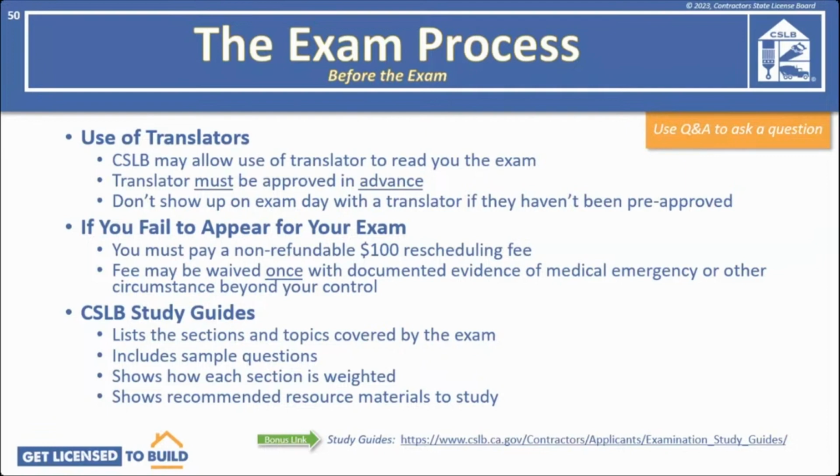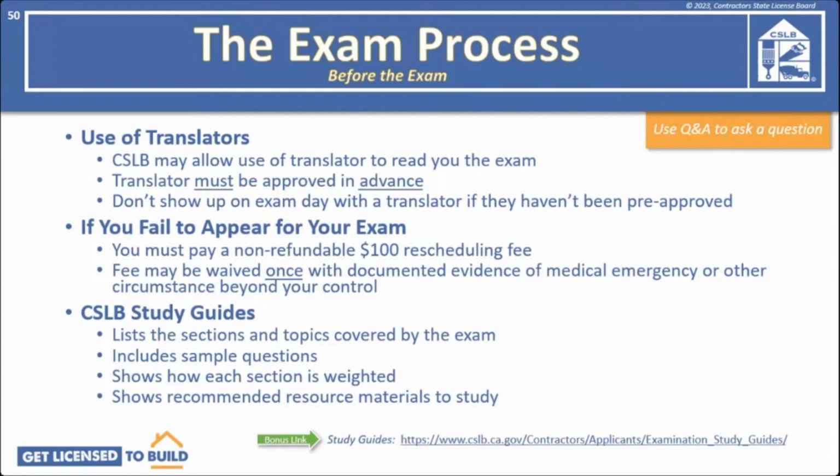If you fail to appear for your exam, you will have to pay a non-refundable $100 fee to reschedule. That fee may be waived once with documented evidence of a medical emergency or other circumstance beyond your control.